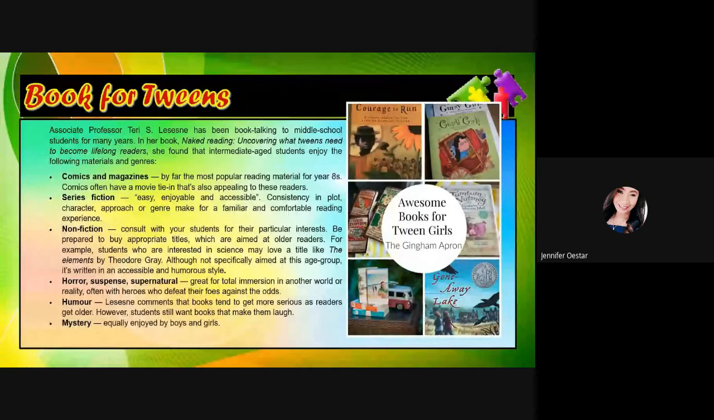Listeners may comment that books tend to get more serious as readers get older. Am I right? So books get more serious in topic as the child gets older. However, students still want books that make them laugh, of course. And mystery, equally enjoyed by boys and girls, so it's unisex, both for them.